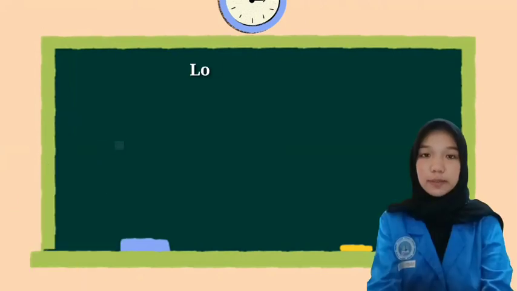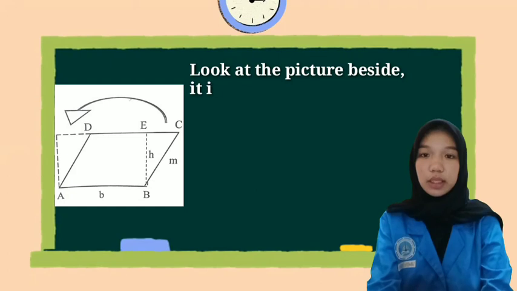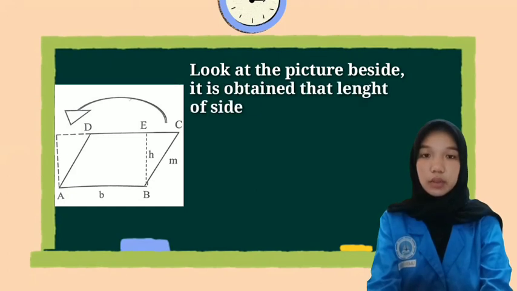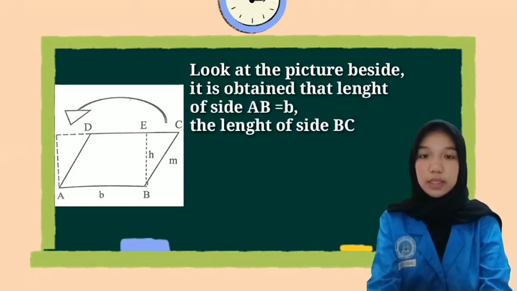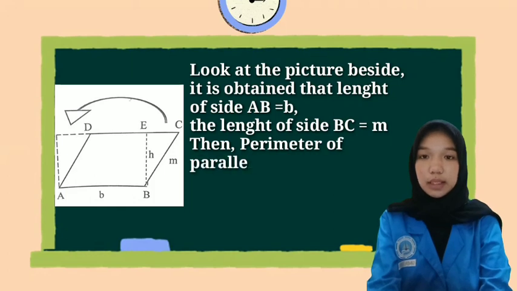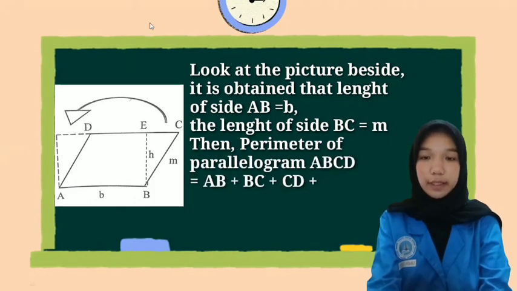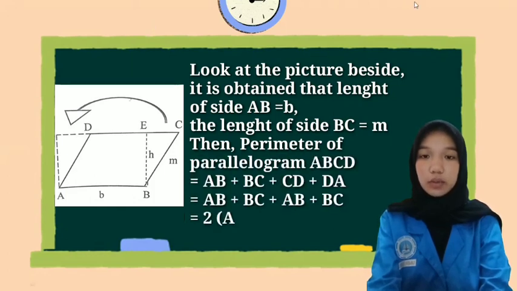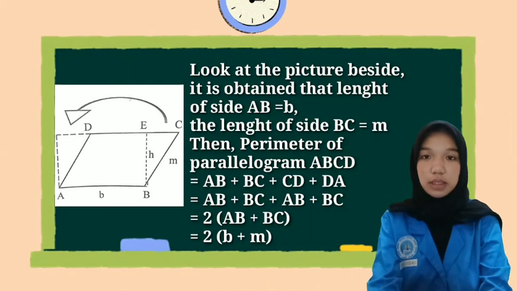Look at the picture beside. It is obtained that the length of side AB equals b, and the length of side BC equals m. Then the perimeter of parallelogram ABCD equals AB plus BC plus CD plus DA, equals AB plus BC plus AB plus BC, equals 2 times (AB plus BC), equals 2 times (b plus m).